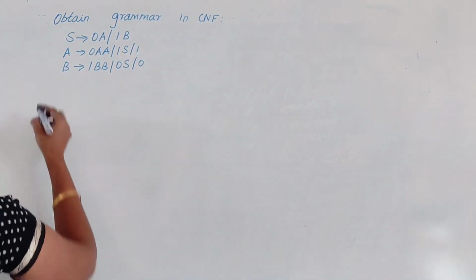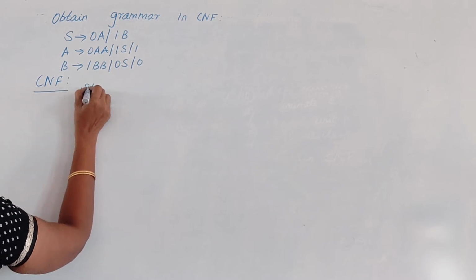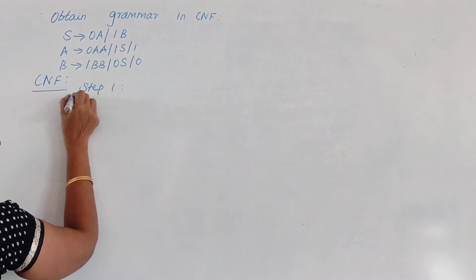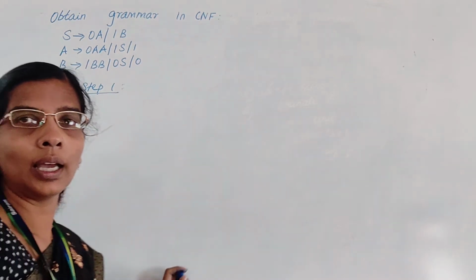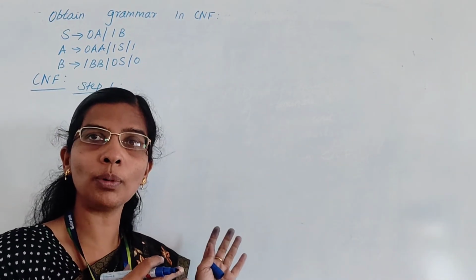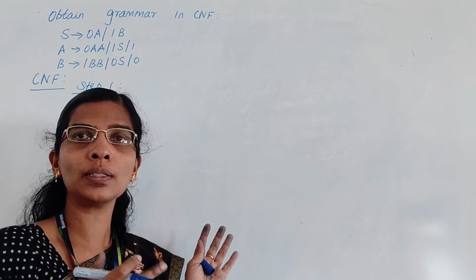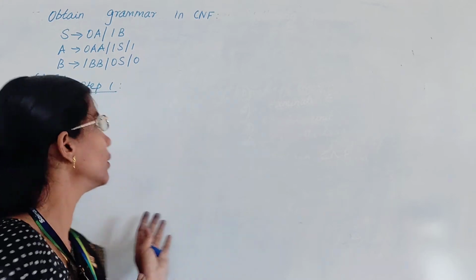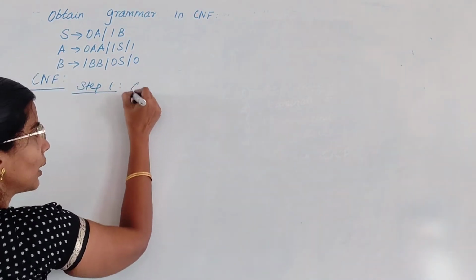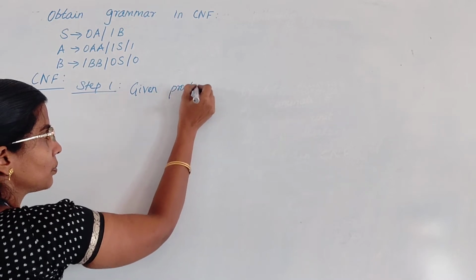For CNF, again I have two steps. As you know, what is the form of CNF? In the RHS, I can have two non-terminals or a single terminal. So in step 1, write all the given productions.